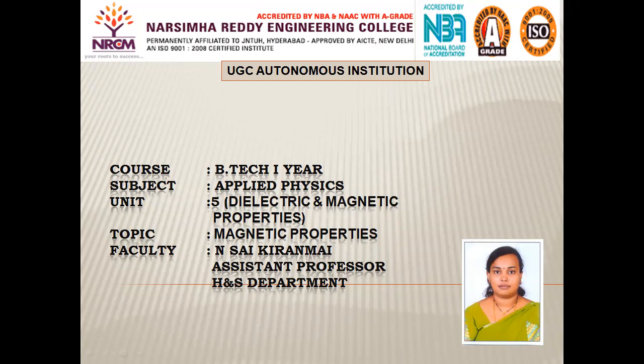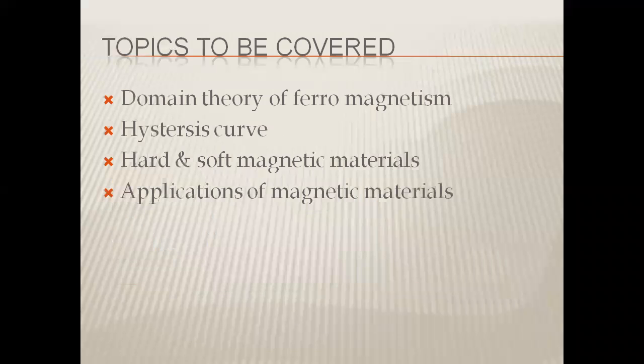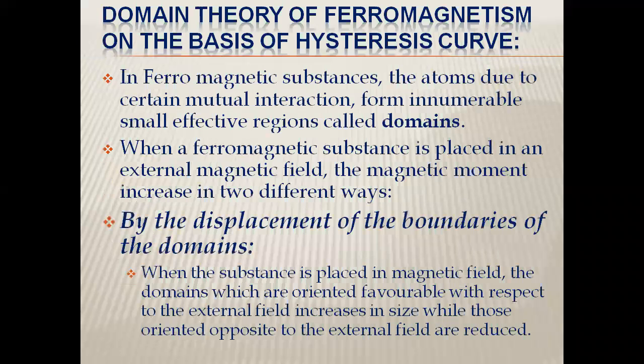Today we are going to have a session on dielectric and magnetic properties, unit 5 of applied physics, in which we are going to discuss the domain theory of ferromagnetism, hysteresis curve, hard and soft magnetic materials, and the applications of magnetic materials. First of all, coming to the domain theory of ferromagnetism, on the basis of the hysteresis curve, we are going to have a session on ferromagnetic substances.